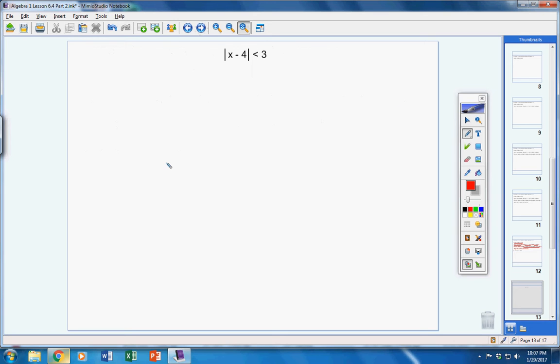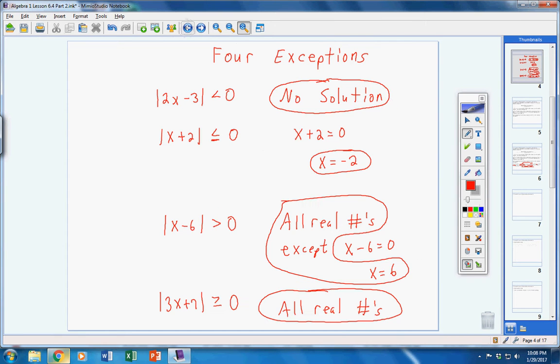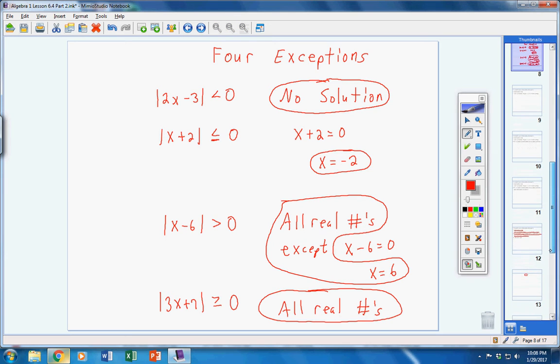Here we go. Alright, let's solve this absolute value inequality. Step 1, isolate the absolute value. It's already isolated for you. We're good. Step 2, decide if it has one of your special situations. Well, let's pull our special situations down here so we have that page, so we can go back to it when we need to.